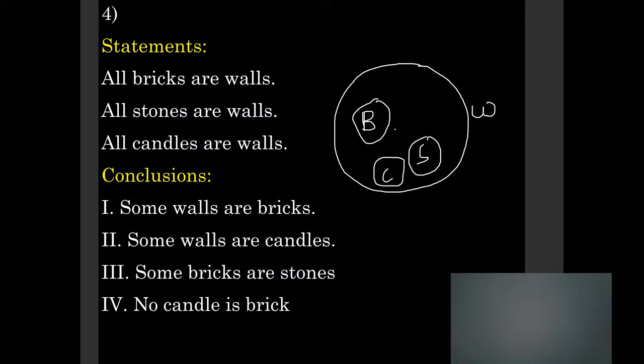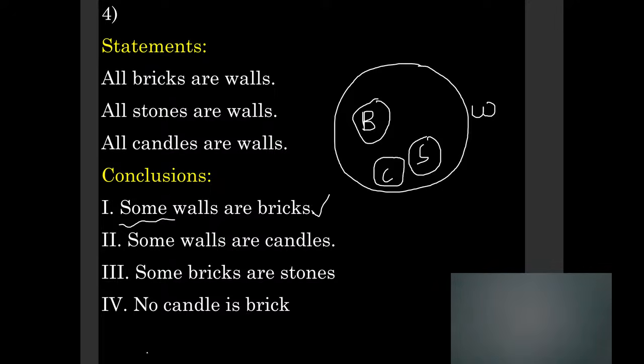Now based on this, we will check the conclusions. First conclusion says that some walls are bricks. Some means it should intersect. As walls and bricks are intersecting, there is some common area between them. So the first conclusion is true.